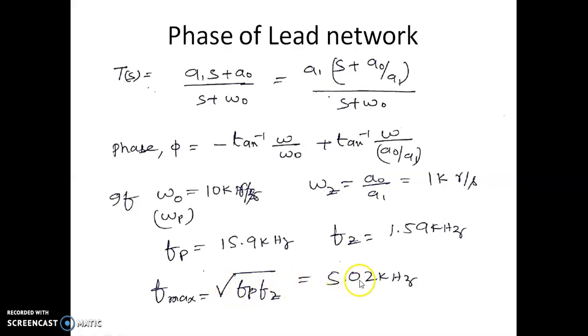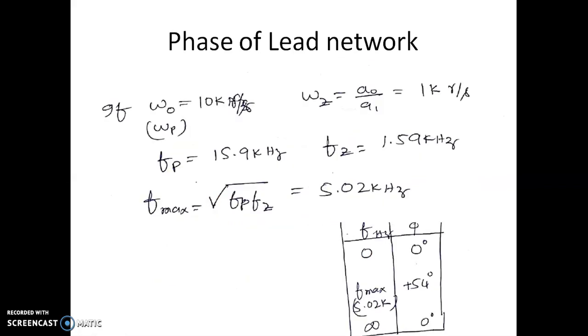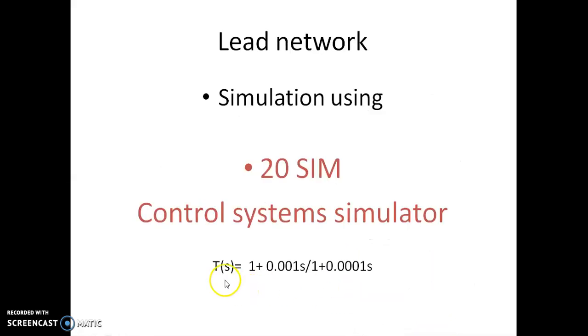In terms of frequency, it is 5.02 kilohertz. In terms of radian per second, it is 3.16 kilo radian per second. So this is what we're going to get. As we can see here, when the frequency is 0 hertz, the phase will be 0. When the frequency is at the other extreme of infinite hertz, the phase is again 0. The phase will be a maximum of 54 degrees at a frequency of 5.02 kilohertz or 3.16 kilo radian per second. We'll see the demonstration of this in 20-sim simulator.